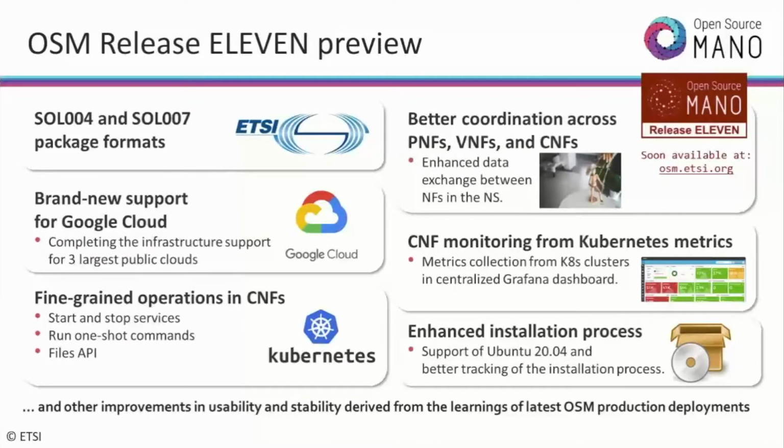Coming back to these ETSI specifications, for VNF packages OSM now supports SOL 004 and network services support SOL 007. Then OSM, in addition to Microsoft Azure and AWS, now provides support for Google Cloud as a virtual infrastructure manager to deploy and manage workloads on Google Cloud Platform. Then following the trend of shifting towards cloud native, this OSM release was more focused on improving operations for cloud native deployments by OSM with the help of one of its main components, that is Juju.